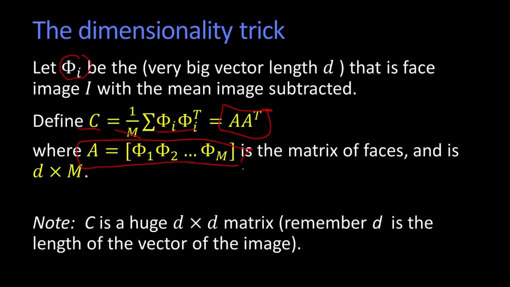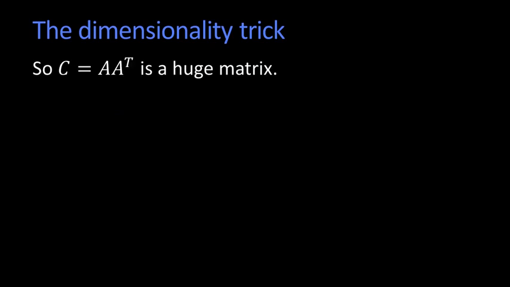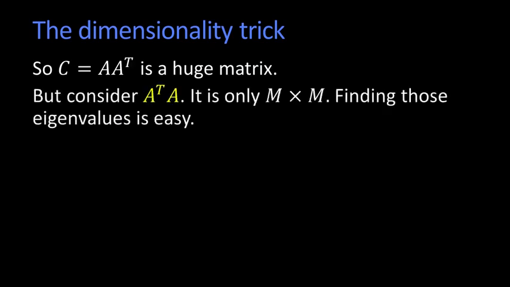The idea of trying to find the eigenvectors of a 10,000 by 10,000 matrix is painful, even on today's computers, and of a million by million matrix is even more painful. But fortunately, you don't have to. So C equal to A A transpose is a huge matrix. But now, instead of considering A A transpose, consider A transpose A. That's only an M by M matrix, because remember, A is D by M, so A transpose A is M by M. Finding the eigenvalues and eigenvectors of that is pretty easy.